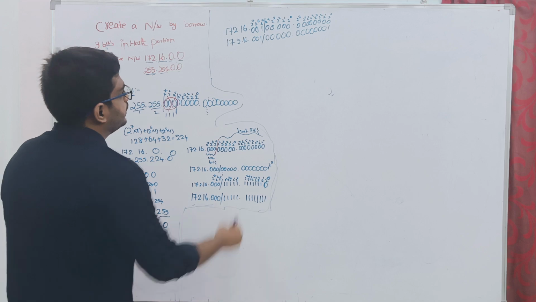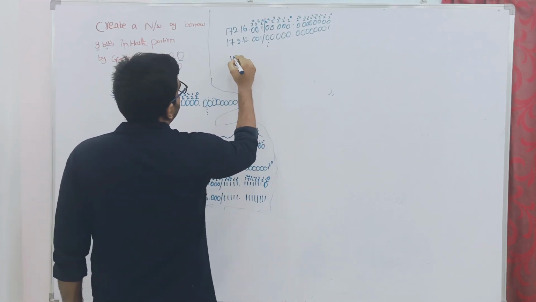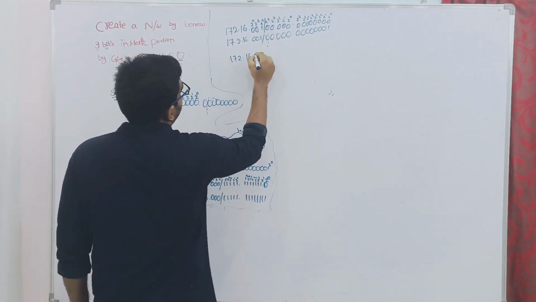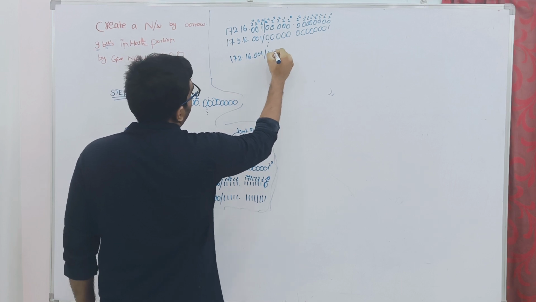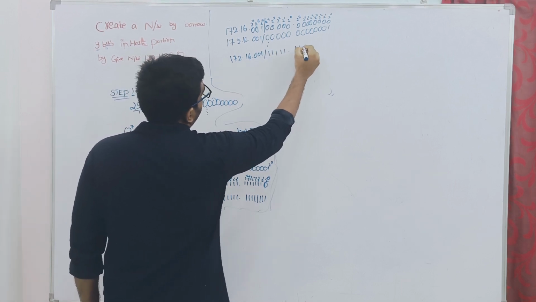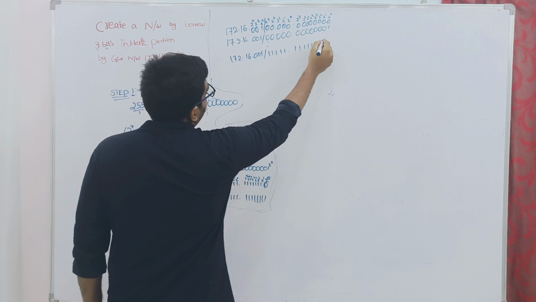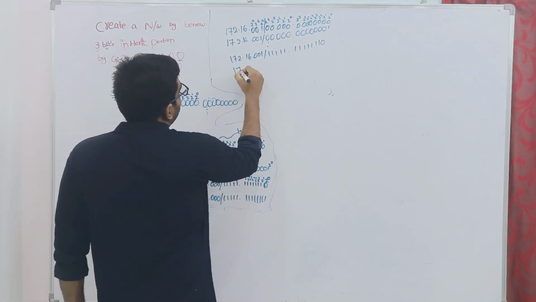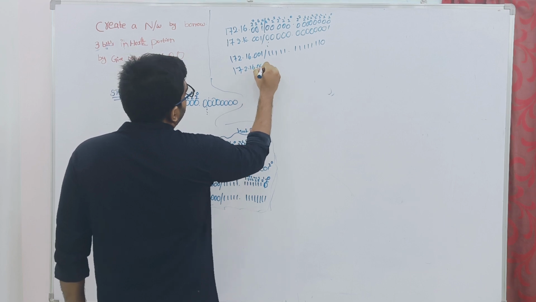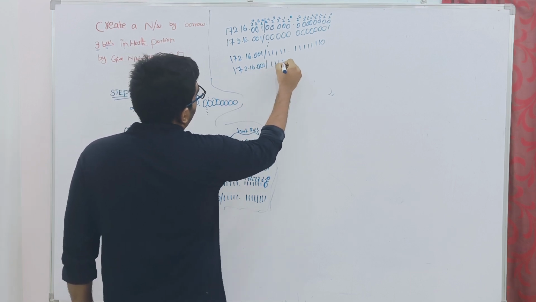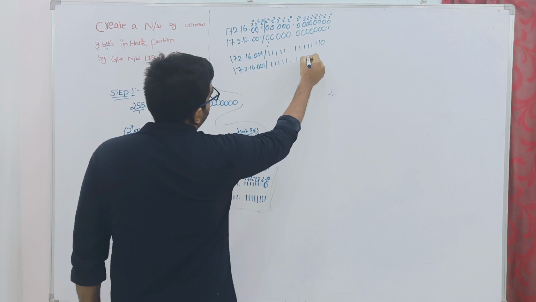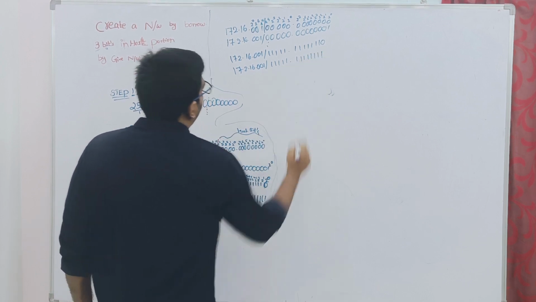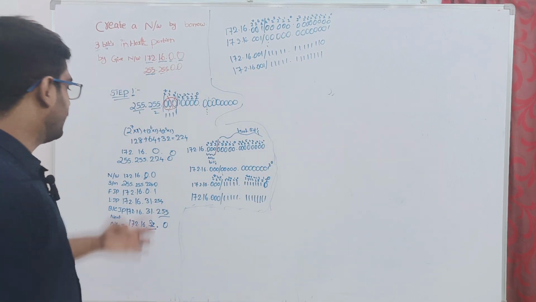What is the last IP then? Inverse of first IP is our last IP: 172.16.001 slash 1111.111110. This is the last IP. What is the broadcast IP then? 172.16.001 slash 1111, all are ones. All are ones. This is the broadcast IP.